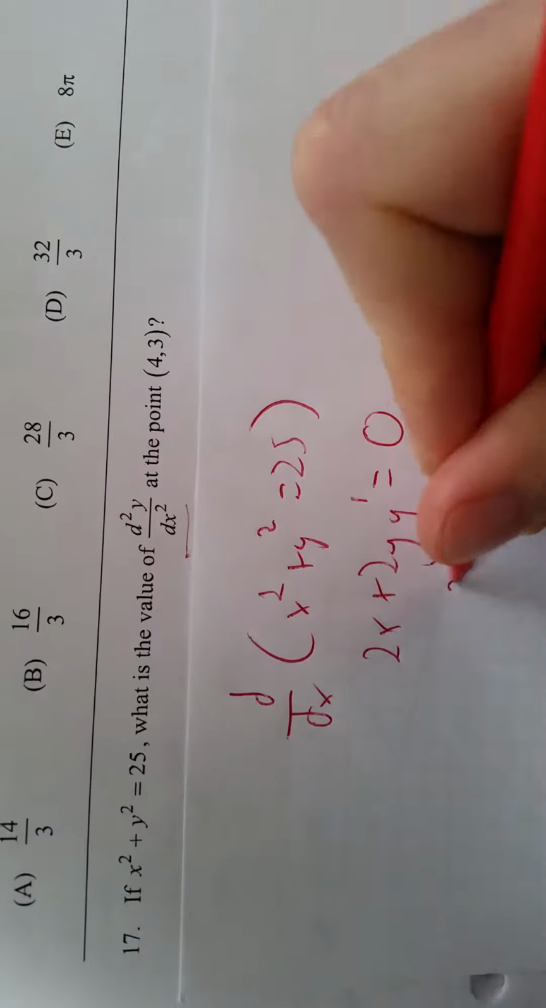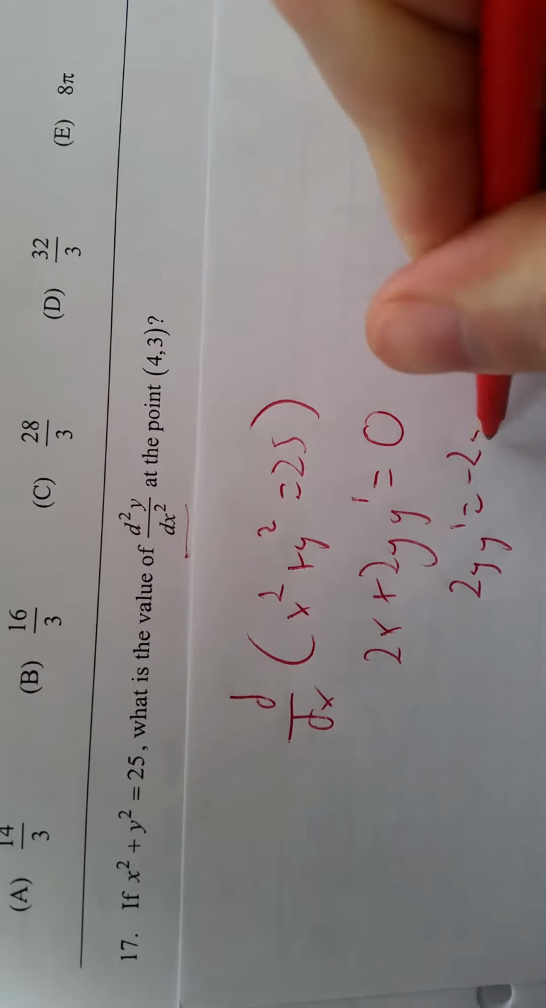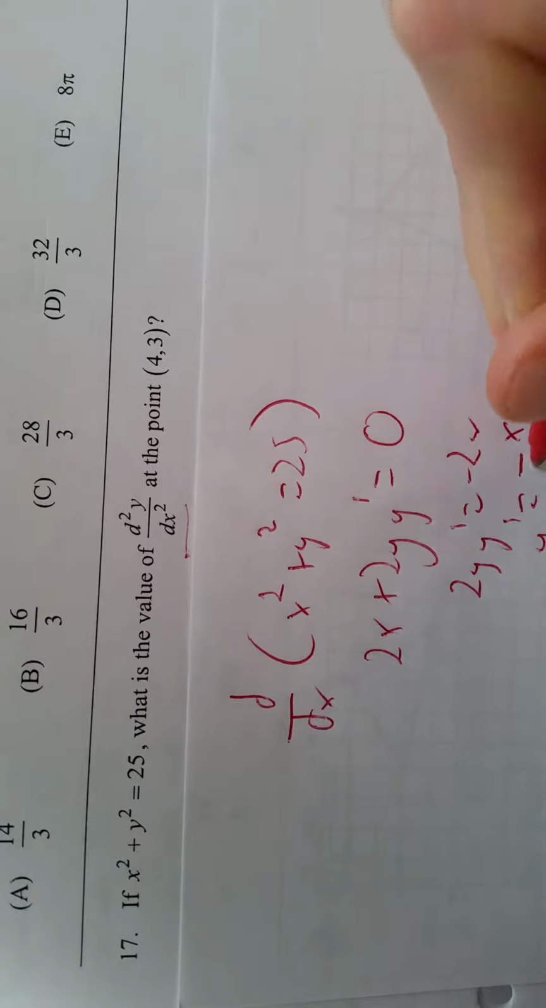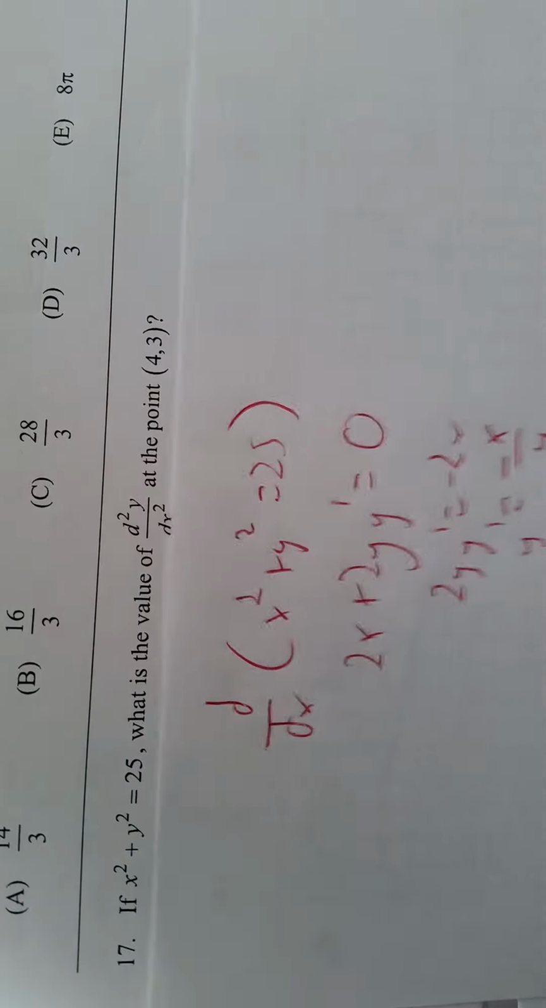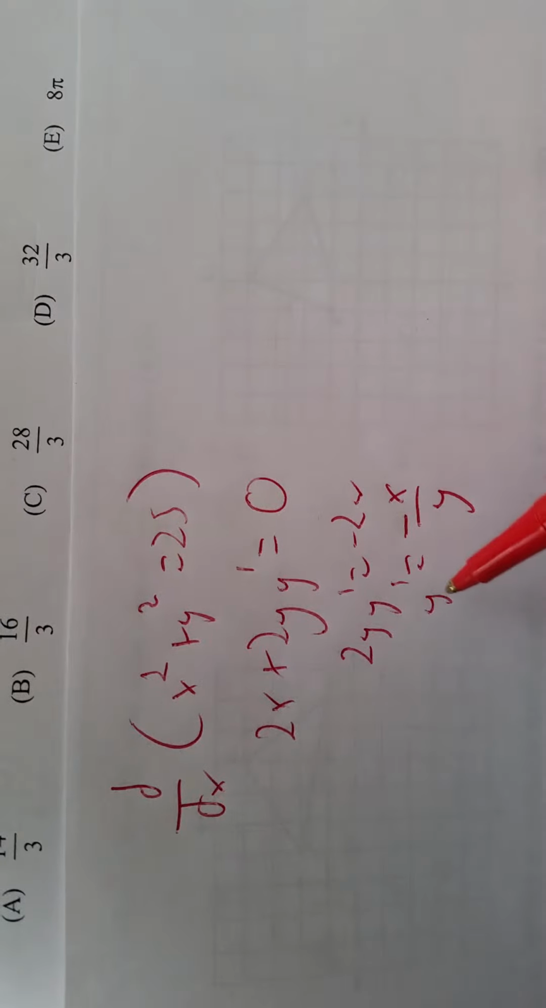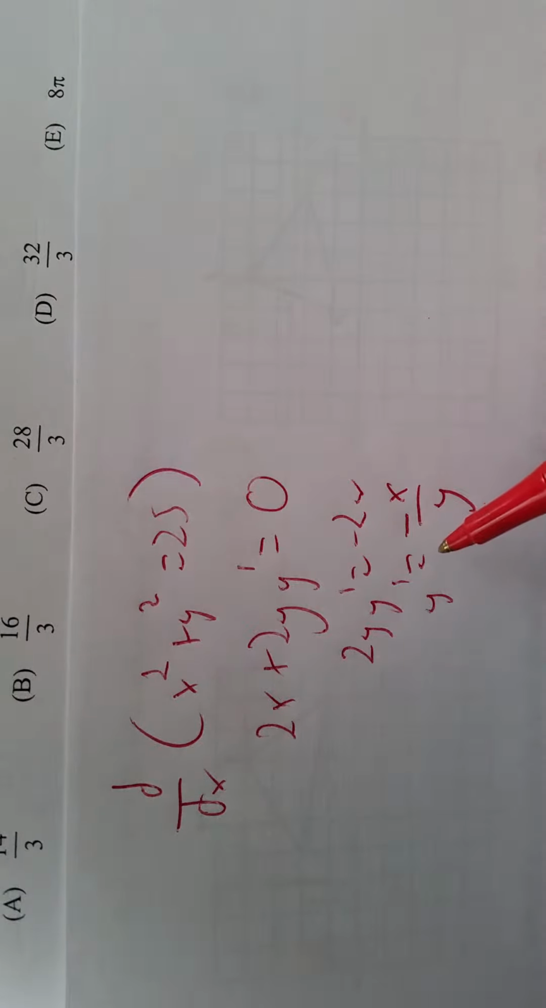Okay, so now I'm going to solve for y prime. 2y y prime equals negative 2x. y prime equals, let's see, negative x over y. Okay, so that's a fact. But we don't really care about the first derivative. We want the second derivative.